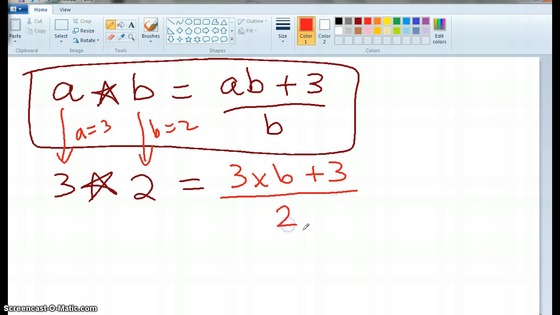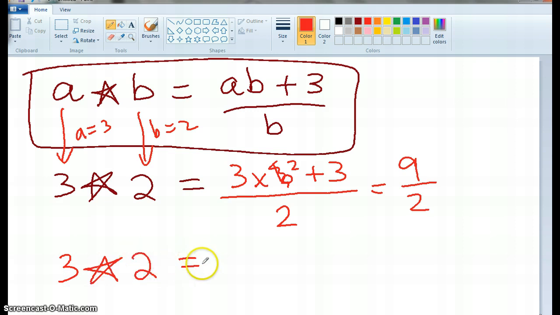3 times 2. Oh, sorry, this one here is 2. So what have we got? 3 2s are 6, plus 3 is 9 upon 2. Okay? Makes sense? What if I've got 3 asterisk 2 equals 9 upon 2?